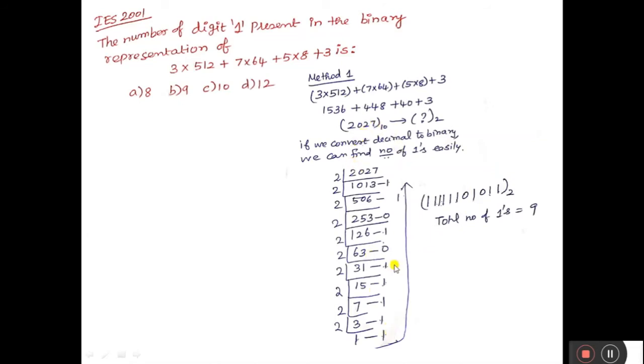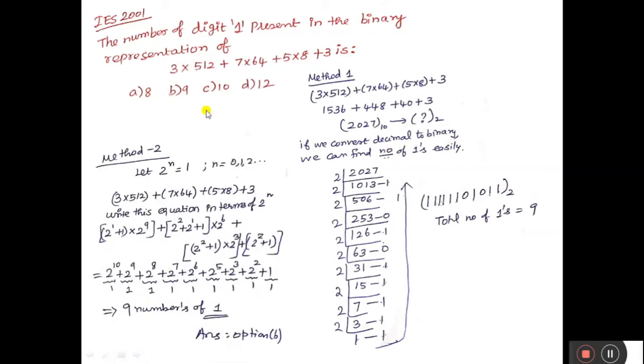So in this method, keep on dividing up to when you get 1. So I divided step by step. Finally, I am getting the answer like this: 1 1 1 1 1 1 0 1 0 1 1. So if you count the number of ones in this binary, the number of ones are 1 2 3 4 5 6 7 8 9. So total number of 1s is 9. So option B is correct. This is one method. It takes a long time.